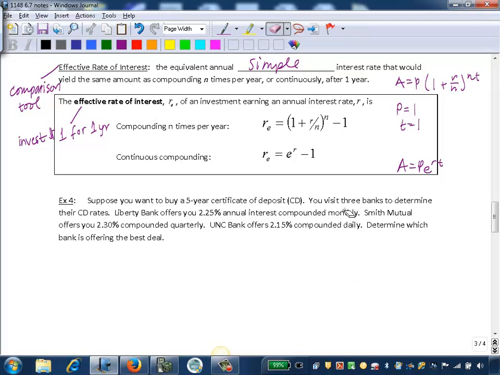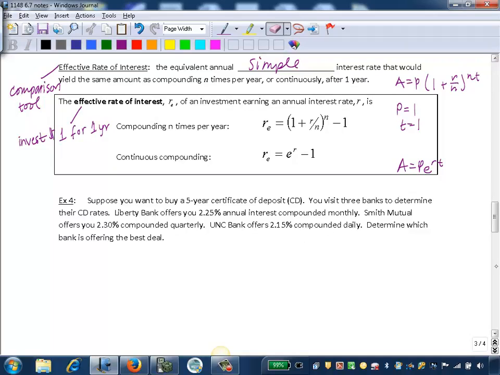If we compare the rates themselves, the lowest annual rate is the third one, 2.15. The largest would be 2.30, the middle would be 2.25, but we have to consider the compounding periods. Although this is the lowest rate, it's compounded most frequently. This is compounded daily. And although this is the highest rate, the 2.30, it's compounded quarterly. It's compounded less often than the UNC Bank, which is compounded daily.